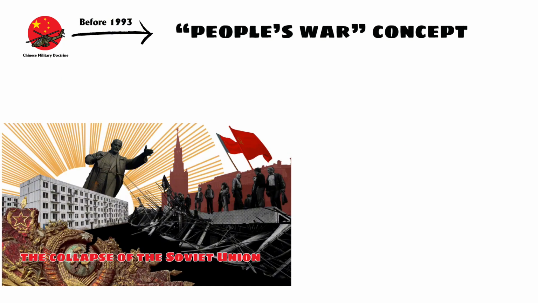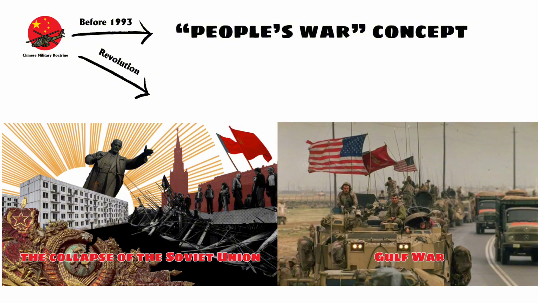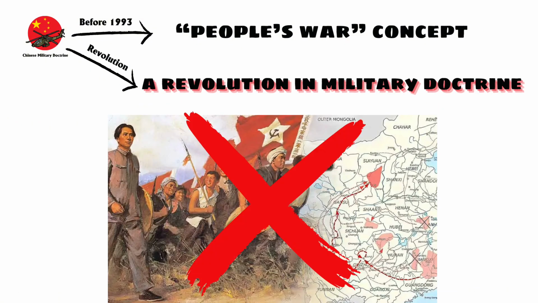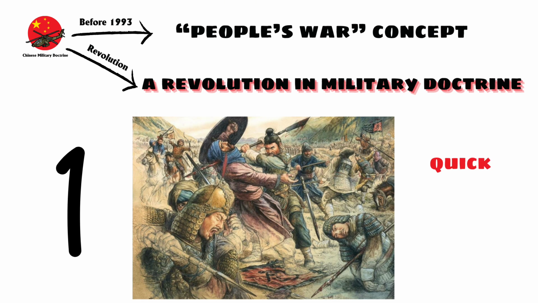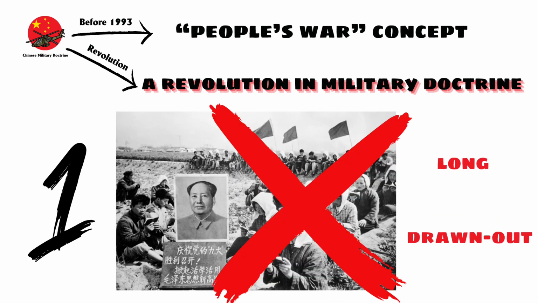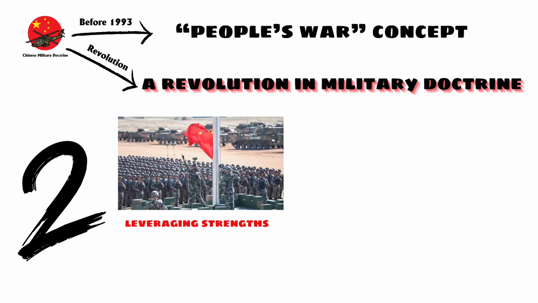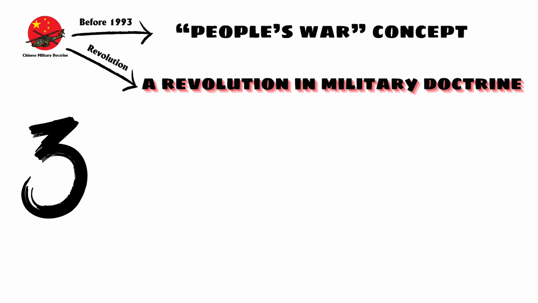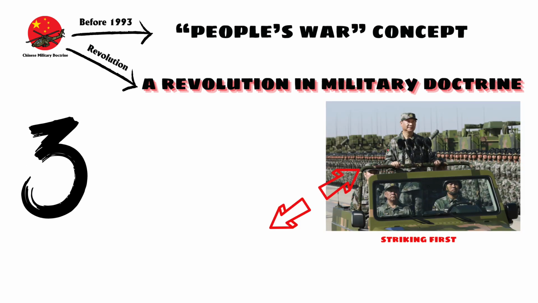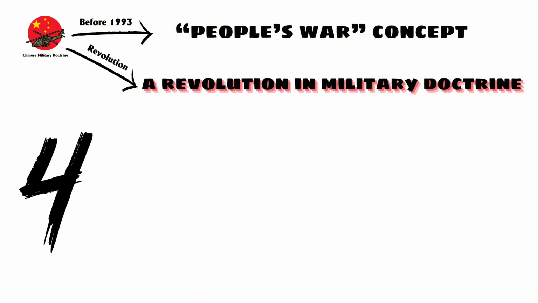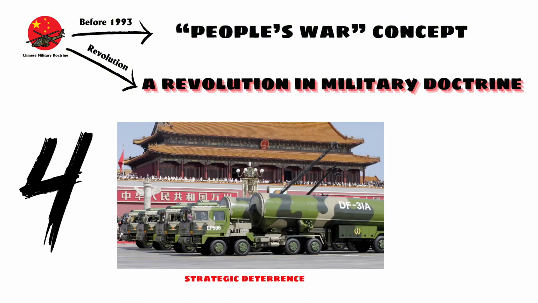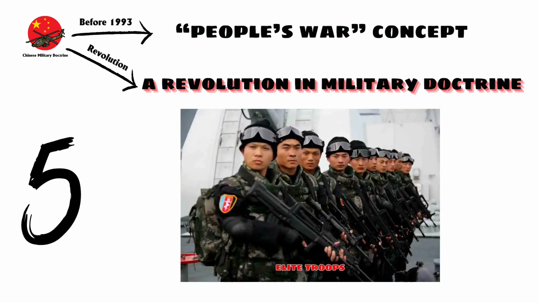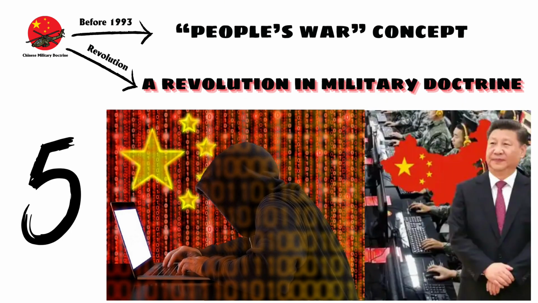However, the collapse of the Soviet Union and the Gulf War prompted Chinese leaders to revise their military doctrine. This new approach diverged significantly from the People's War concept. First, it prioritized quick, decisive battles over long, drawn-out conflict. Second, it focused on leveraging strengths, in contrast to the old doctrine, which assumed China would be the weaker side. Third, it advocated for striking first, rather than responding only after being attacked. Fourth, it introduced the concept of strategic deterrence, particularly with nuclear weapons. Lastly, it emphasized the role of elite troops and the importance of technology and information.